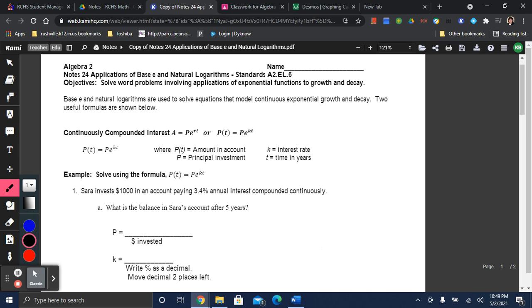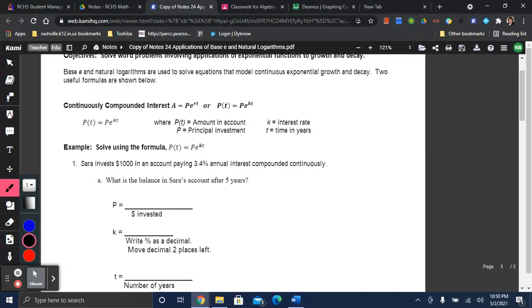Hello, students. Today we're working on applications of the base e and natural logarithms. So you'll find that this is similar to the lesson we did with common logarithms. And we have two formulas again we're going to look at. The first is interest that is continuously compounded.